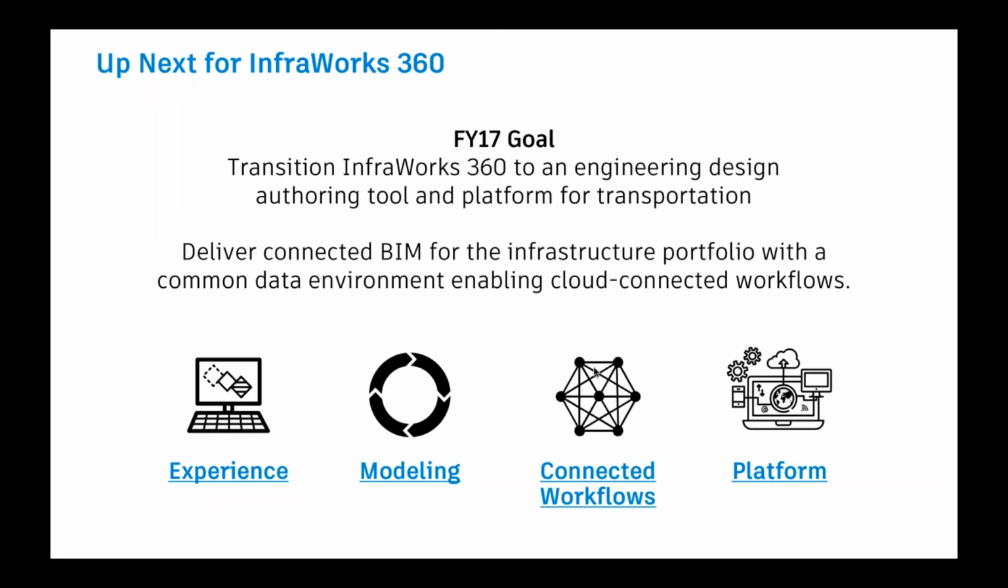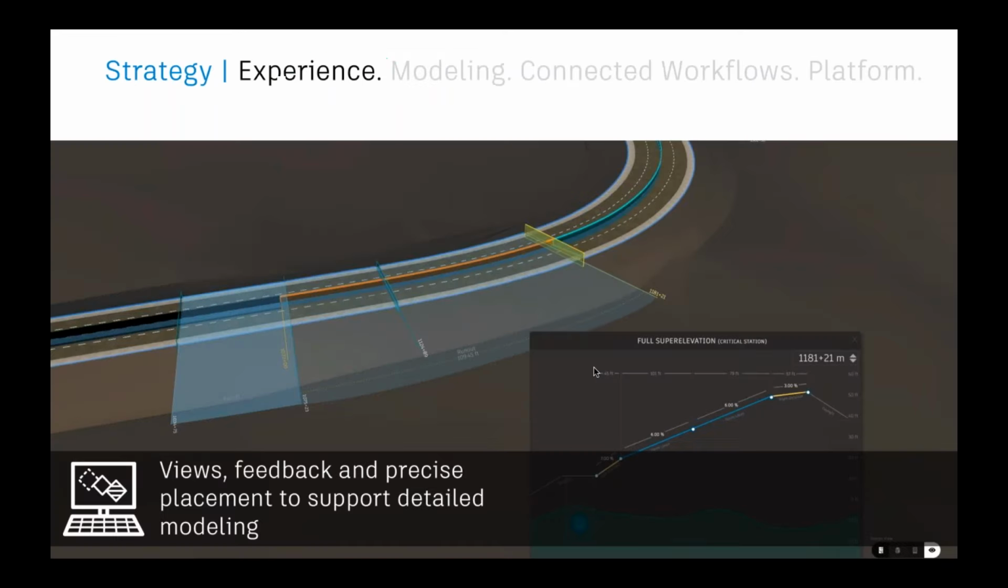So what's up next? At Autodesk, our fiscal year ends at the end of February, so even though the calendar is flipped to a new year, as Autodesk employees we celebrate the new year March 1st. So we're still working on our last year's goals, or our last year's resolutions, to transition InfraWorks to an engineering design tool for transportation. One of the things we're starting to think about, though, is how we start transitioning some of our focus, which up to this point has really been on the design and engineering experience and modeling, and begin to broaden our focus to that third theme of connected workflows, and to an extent platform, but really the focus is connected workflows so that we can deliver a connected BIM experience for the infrastructure portfolio.